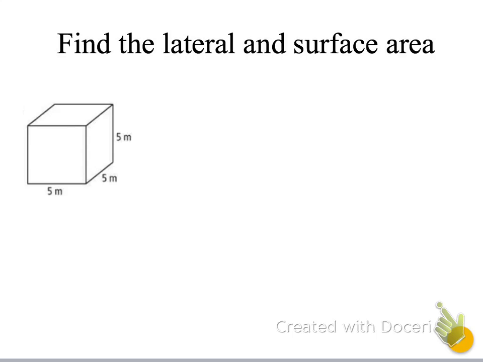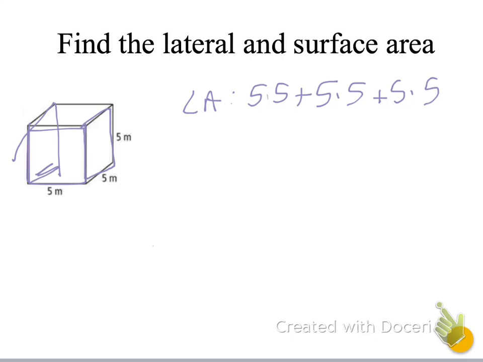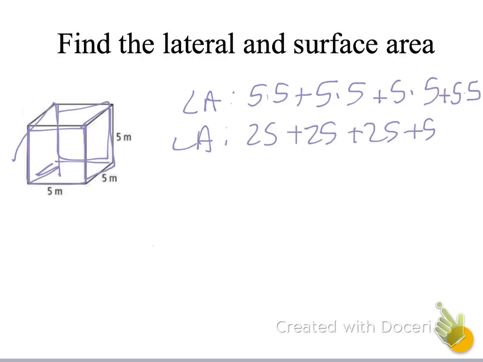Okay, my next one. So lateral area and surface area. So lateral area, let's do all the sides first. So it looks like we got a square, which is actually going to be real nice. So to find the area of this one, we do 5 times 5 plus my front side, 5 times 5, plus my side over here that you cannot see, and then that back side that you cannot see. Okay, so we're actually doing 25 plus 25 plus 25 plus 25. So my lateral area is then going to be 100 meters squared.